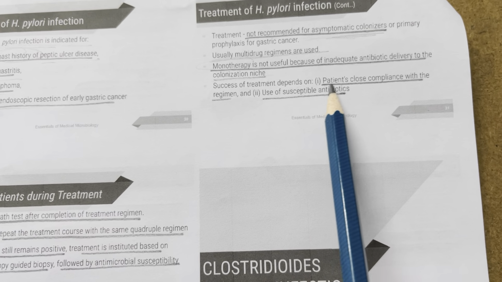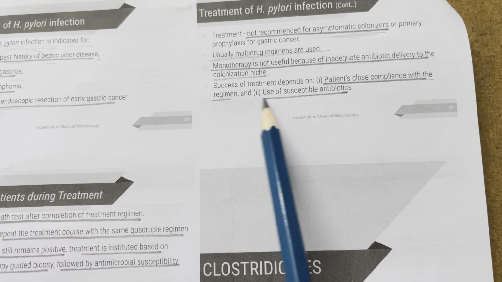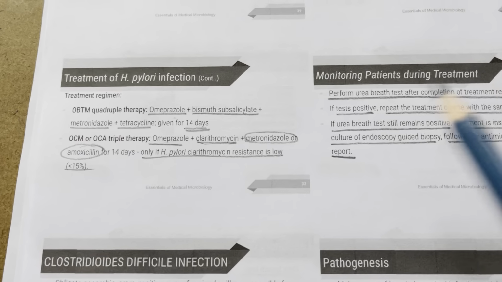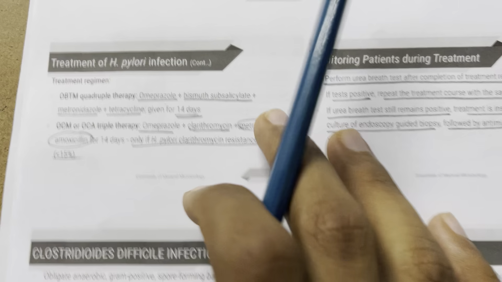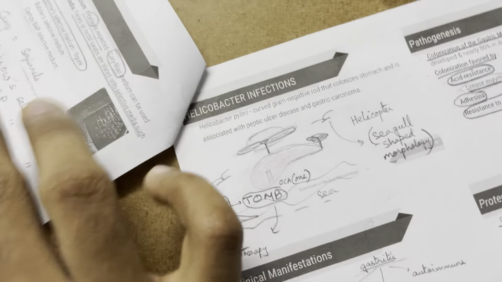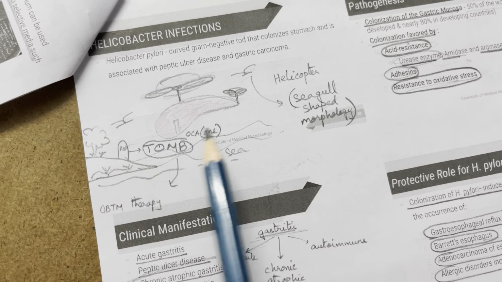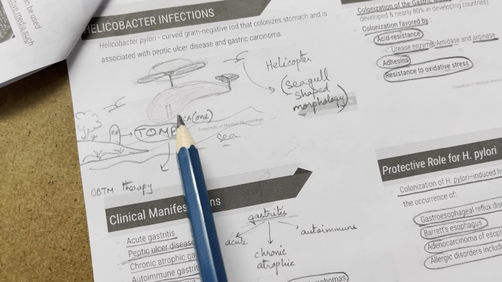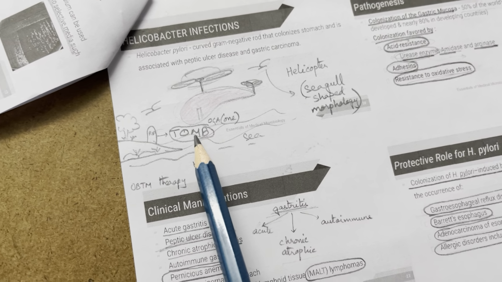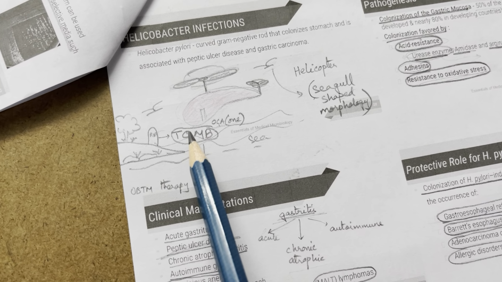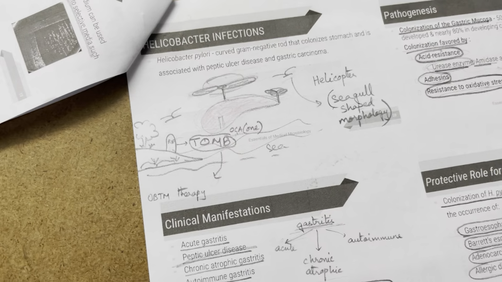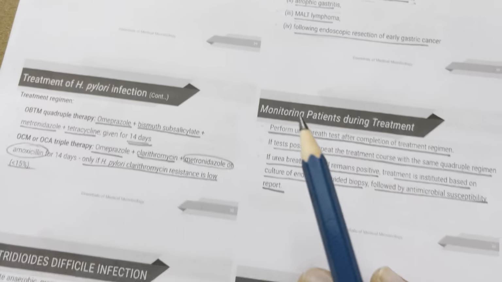So success of the treatment depends on the patient's compliance with the regimen and use of susceptible antibiotics. So what is the treatment regimen? If you look at this figure right here, you can see a tomb. See, island. On the island there is one, or Oka tomb. In Telugu, Oka is one, right? So Oka tomb. Just replace the letters so that you get OBTM. OBTM therapy. That is how you remember.